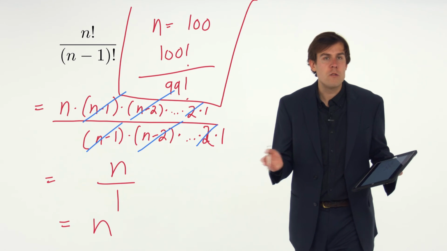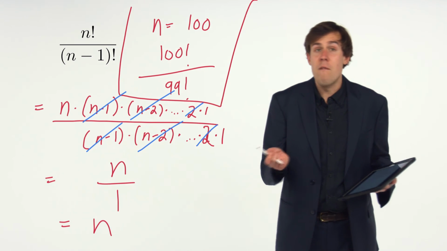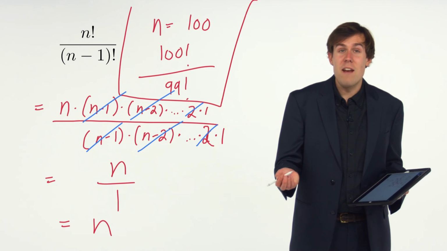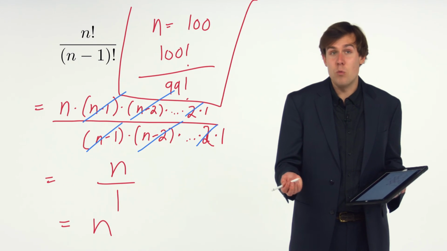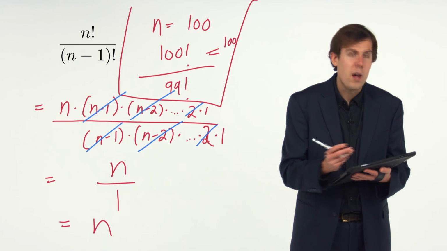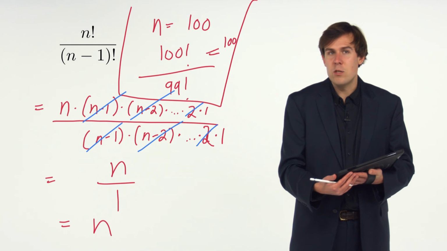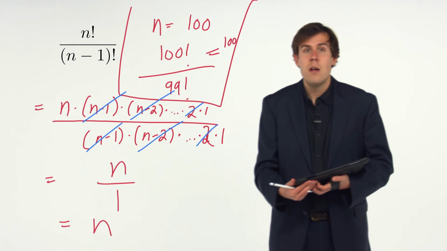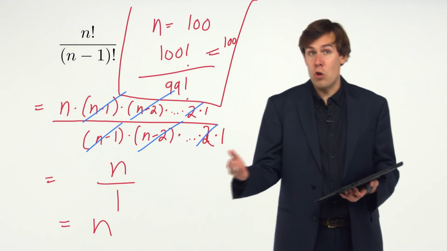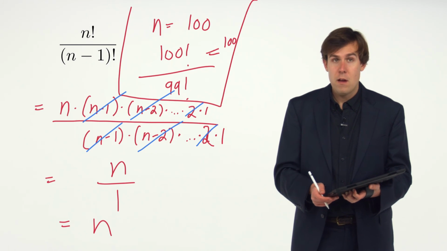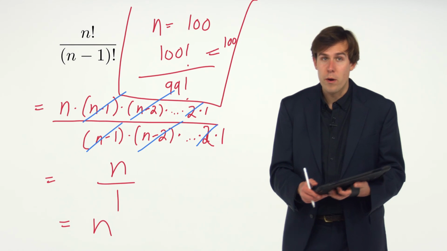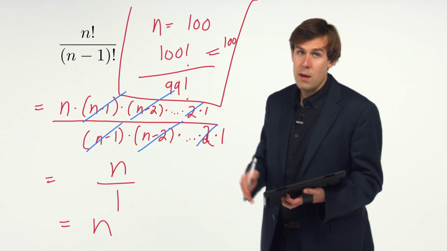What does this mean for my particular example of n equals 100? Well, even though I couldn't compute n factorial and n minus 1 factorial in this case, I could tell you that this is just equal to 100. So this is a nice way of understanding factorials. I don't always need to be able to compute all of them in order to compute certain quantities related to them. That is, it's easier to compute n factorial over n minus 1 factorial than it is to compute either separately.